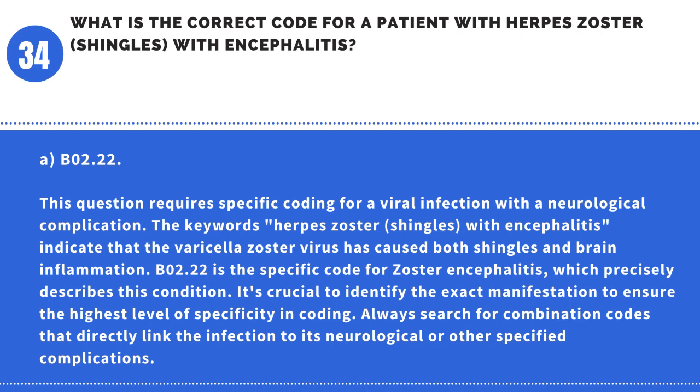The keywords herpes zoster, shingles, with encephalitis indicate that the varicella zoster virus has caused both shingles and brain inflammation. B02.22 is the specific code for zoster encephalitis, which precisely describes this condition. It's crucial to identify the exact manifestation to ensure the highest level of specificity in coding. Always search for combination codes that directly link the infection to its neurological or other specified complications.